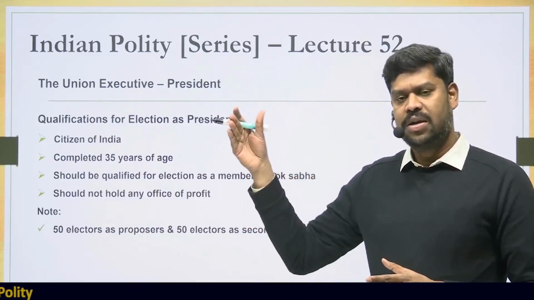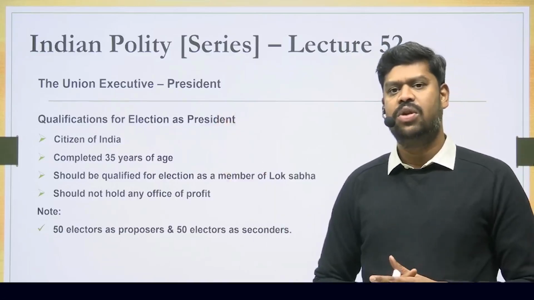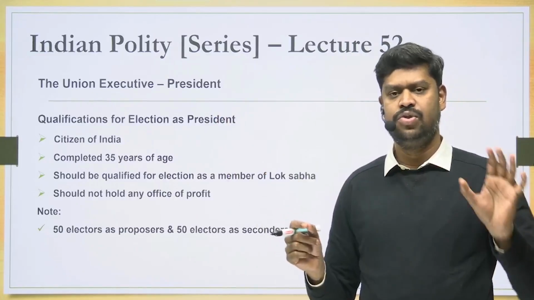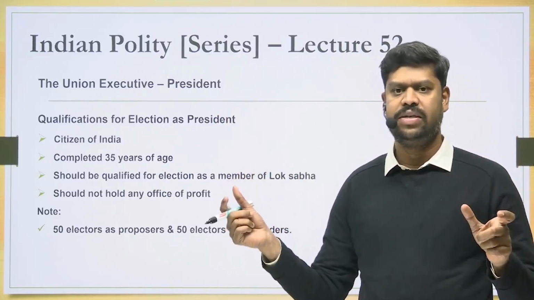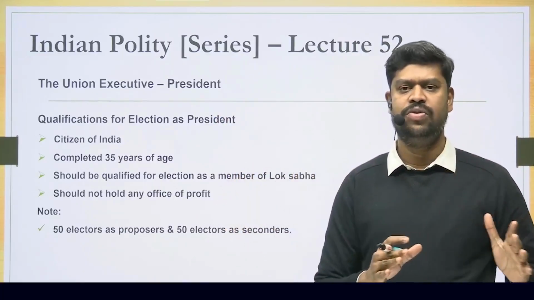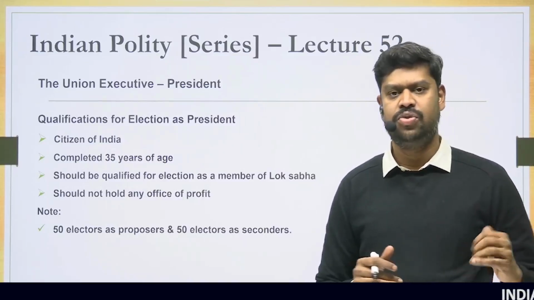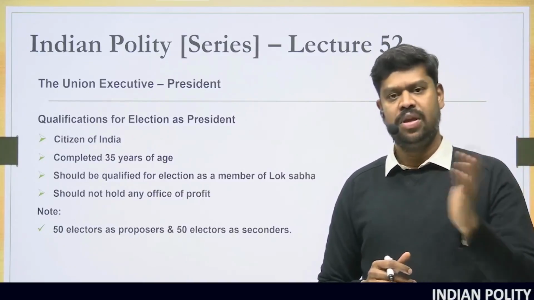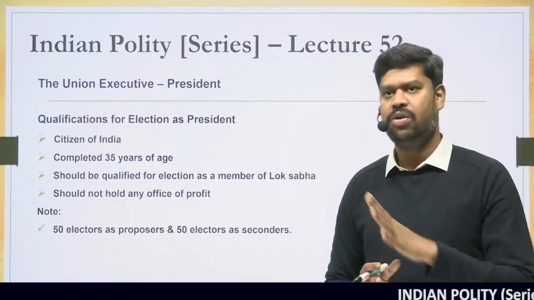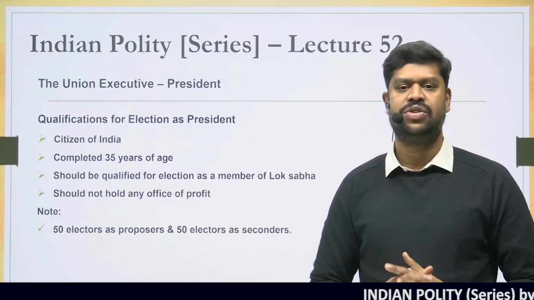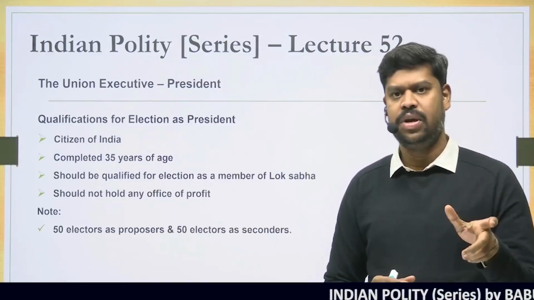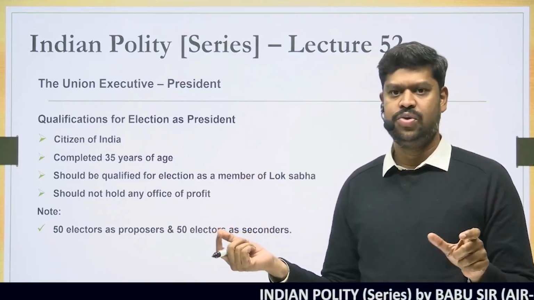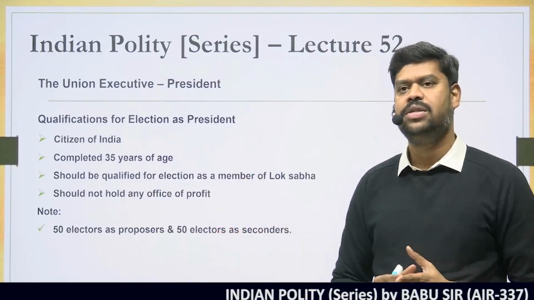Now in the last class I started what is called the executive, and in the executive we have seen that there are two types of executives. One is the union executive and the other is the state executive. And in the union executive we will be understanding these constitutional functionaries: the president, the vice president, the council of ministers, and the attorney general. So these are the major classifications of the executives at the union level. And once we are done with all those things, then we'll go to the state executives. But we are still in the process of union executives.